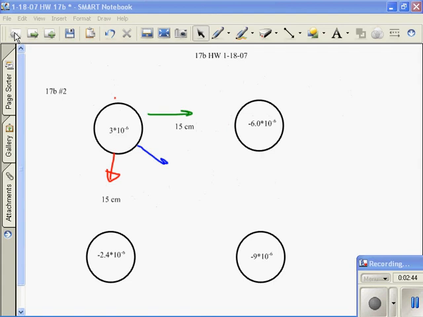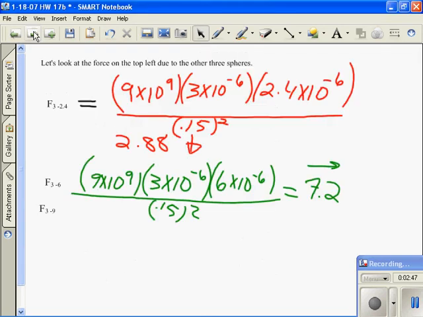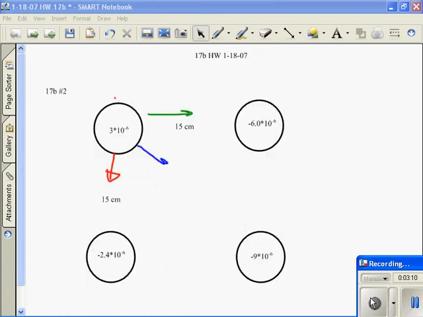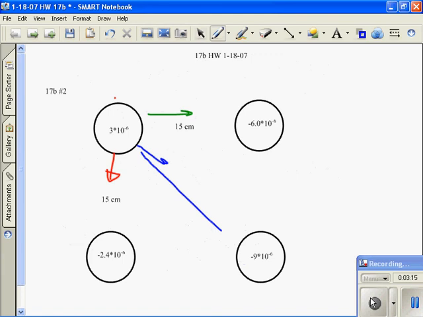Let's do the last guy, the blue guy, the minus 9 in the bottom right-hand corner. Okay, I have 9 times 10 to the 9, multiplied by my 2 charges, divided by the distance between them, squared. However, I made a rookie move here. Let me find my rookie move. There's something wrong on there. Brian? It's the diagonal. Excellent. It is not 15 centimeters from here to here. It's 15 centimeters square root of 2. Right? It's an isosceles triangle.